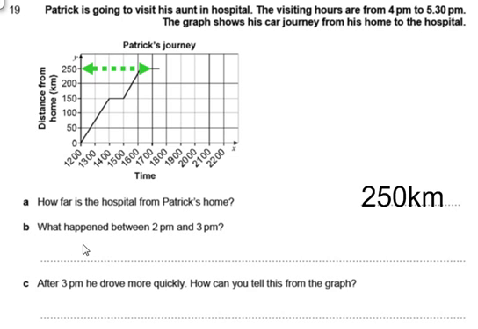Part B. What happened between 2 p.m. and 3 p.m.? Now 2 p.m. in 24-hour clock is 14 o'clock, and 3 p.m. is 1500 hours.